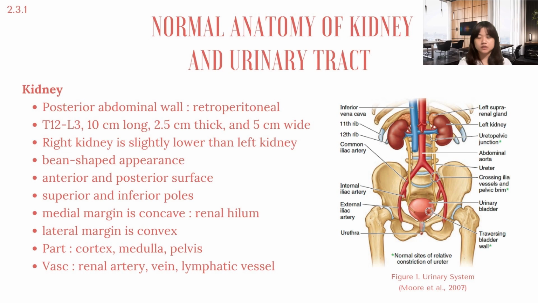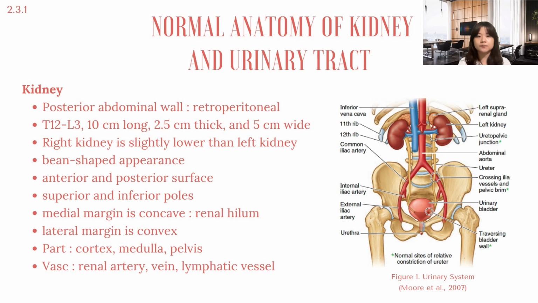The position of the kidney is in the posterior abdominal wall. The kidney lies from T12 to lumbar three. The size of the kidney is 10 cm long, 2.5 cm thick, and 5 cm wide. The right kidney is slightly lower than the left kidney because of the pressure from the liver on the right side.